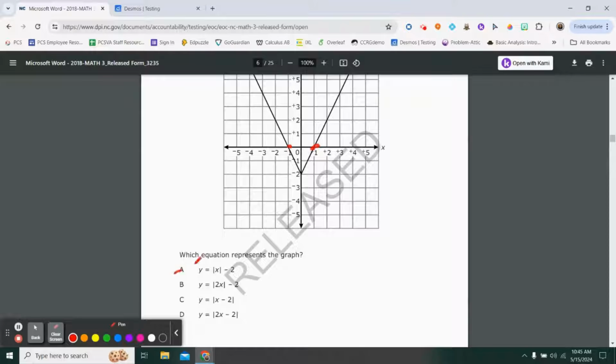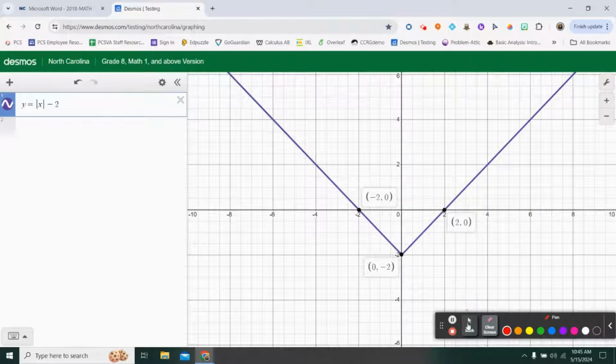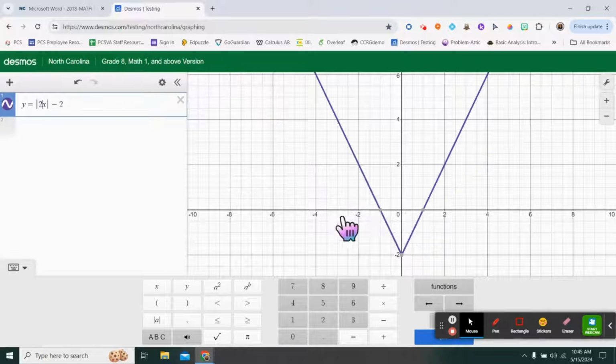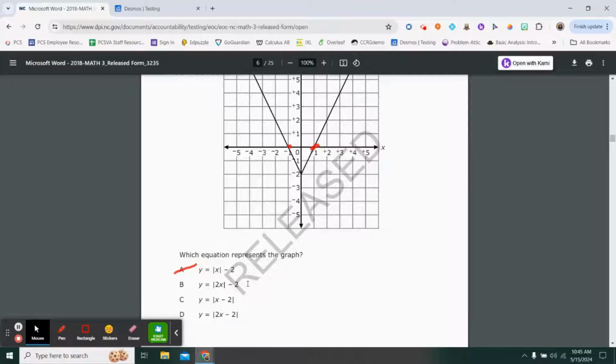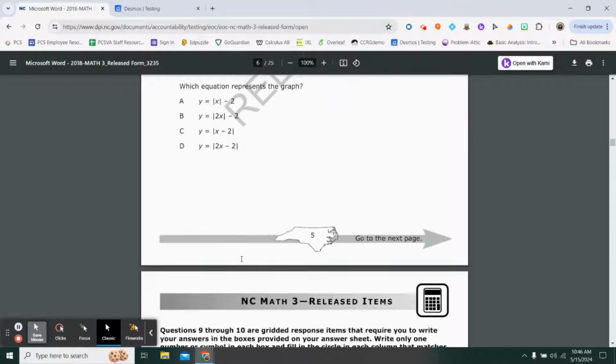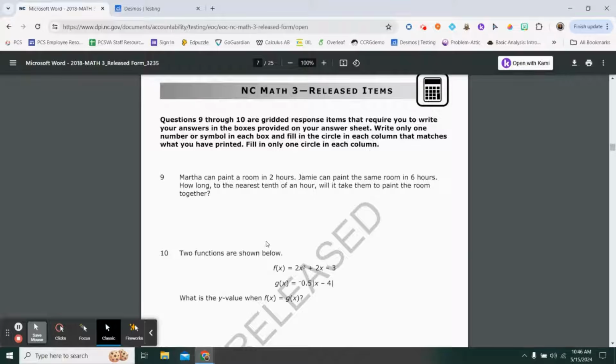So it's not A. All right, now I'm going to change it to be 2x on the inside. This time it crosses at -1 and 1. It's down here at 0, -2, and that's my answer. So that's how I'm going to do graphs. B would be the answer. However, if I was taking the Math 3 EOC, I would definitely take the time to check my other answer choices just to make sure I didn't type something in weird.